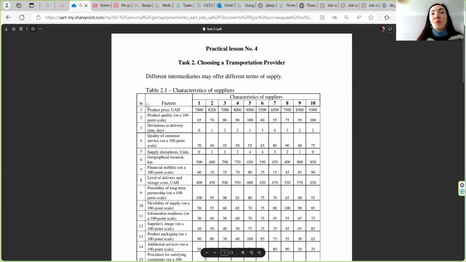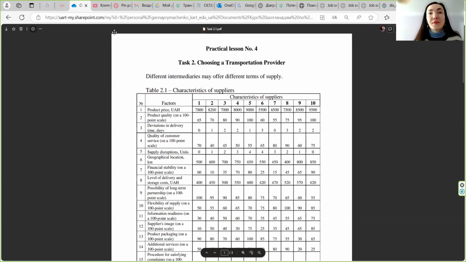Okay, practical lesson number 4, task 2. It has the same name as the topic of our task number 2. We will do task 2.1 today, and in our next practical lesson we will start 2.2. So we need to do it and choose a transportation provider. We have different intermediaries and different terms of supply to consider.